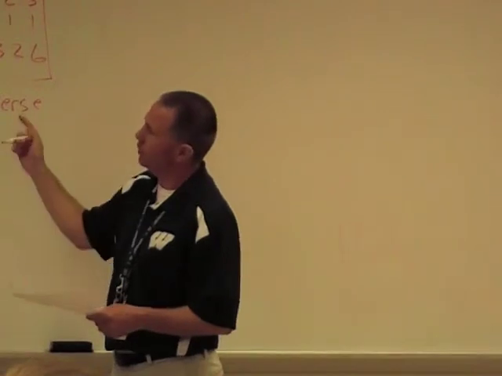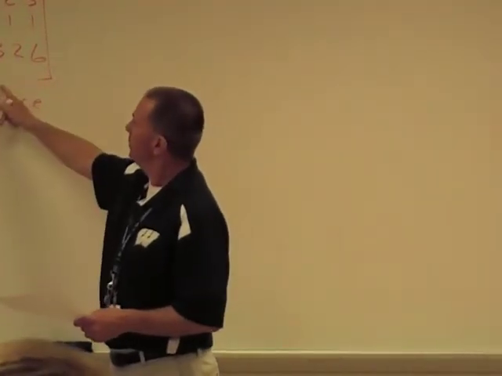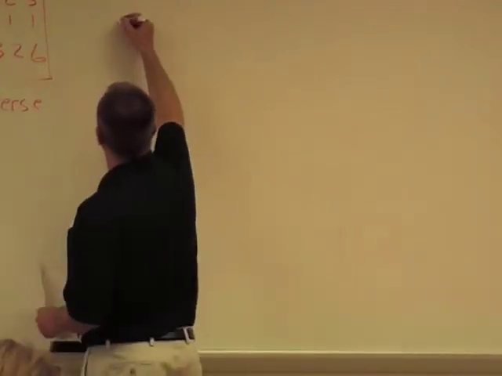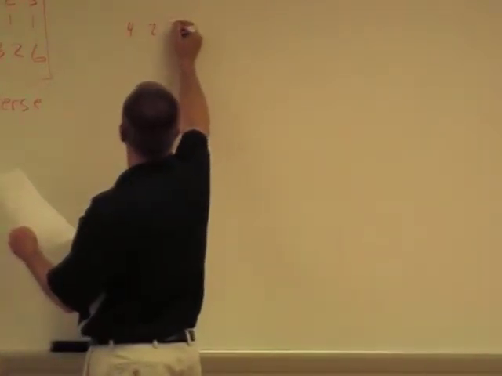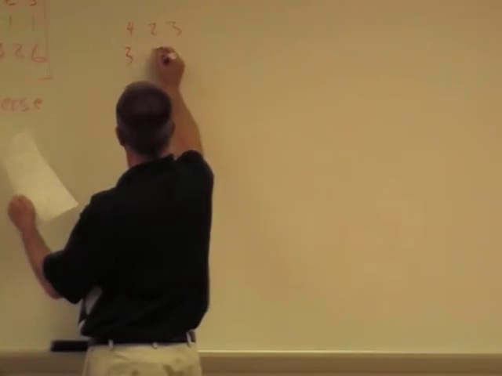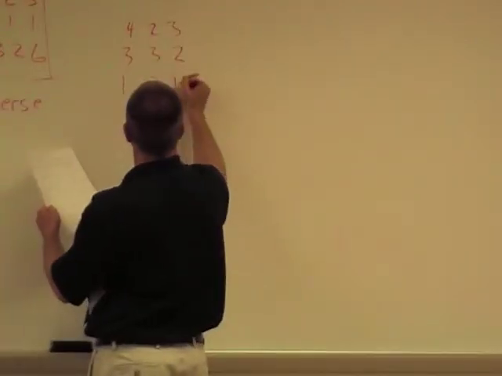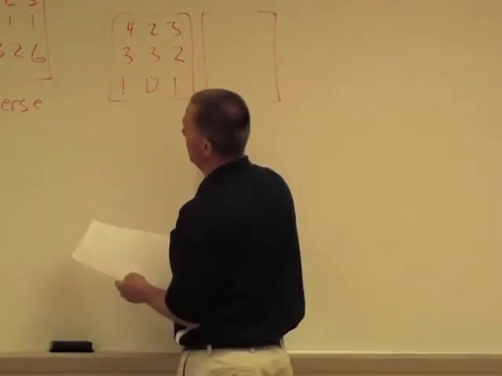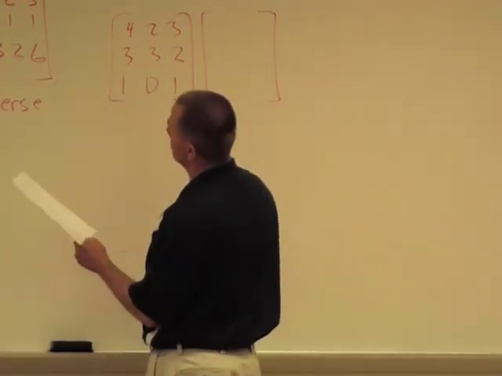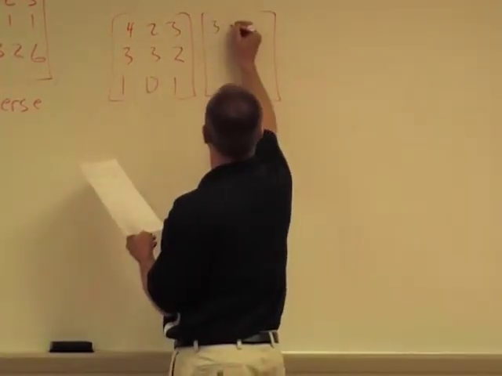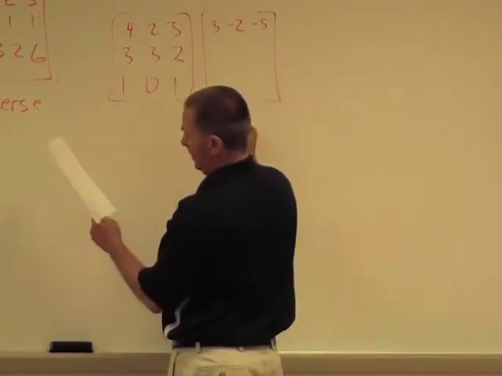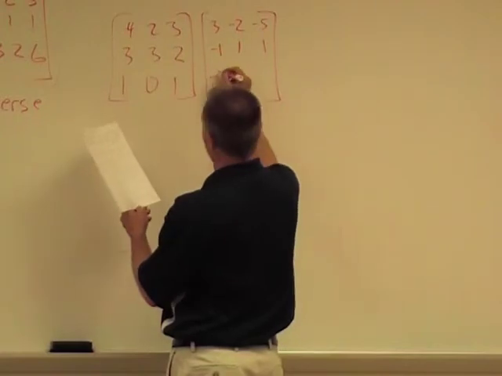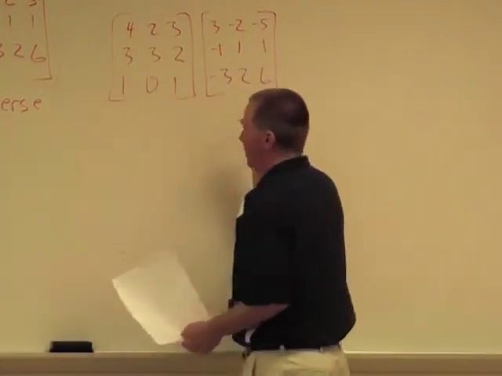Let's go ahead and prove that this inverse is the inverse of that matrix. So we have 4, 2, 3, 3, 3, 2, 1, 0, 1. That's the first matrix. If we multiply it by its inverse, we should get the identity. Let me make sure that inverse is correct. 3, negative 2, negative 5, negative 1, 1, 1, and negative 3, 2, 6.